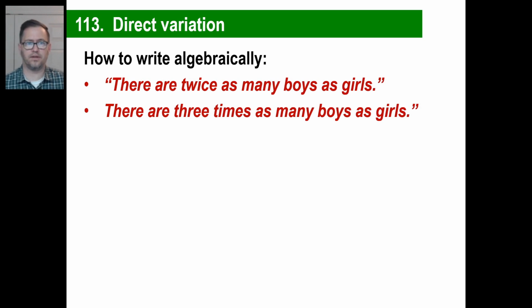Hey y'all, let's take a look at something called direct variation. This is something that you're already familiar with. You just might not have referred to it this way. You've done proportions already in your life.